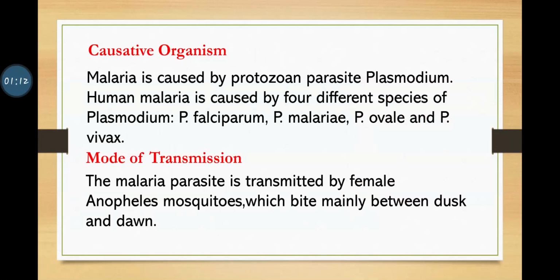Causative organism. Malaria is caused by the protozoan parasite Plasmodium. Human malaria is caused by 4 different species of Plasmodium, that is, P. falciparum, P. malariae, P. ovale, and P. vivax. Mode of transmission. The malaria parasite is transmitted by female Anopheles mosquitoes, which bite mainly between dusk and dawn.